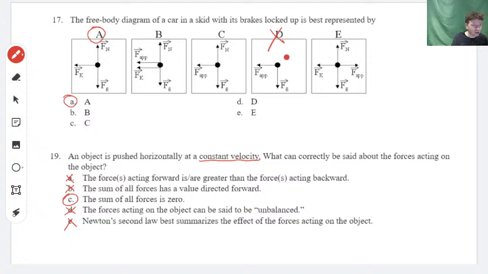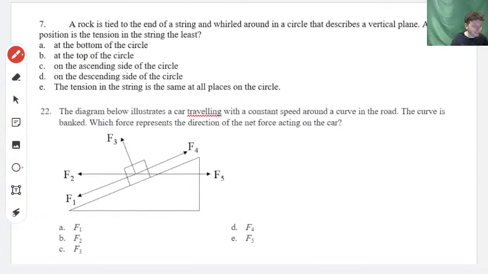All right. We got lots of multiple choice questions to go through. So let's continue. We're still in our first unit of dynamics, but this is going to be now circular motion. A rock is tied to the end of a string and whirled around a circle that describes a vertical plane, so like this, going up and down. At which position is the tension in the string the least?